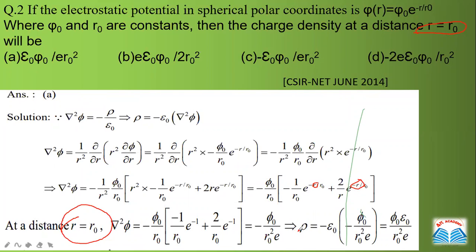You can solve these and thus you can get the proper value of your charge density, which is phi naught epsilon naught over R naught square E. So the correct option will be option number A. Now these questions look quite easy because we know the recipe to solve these types of questions. Otherwise, these questions are quite hard to solve in the exams.